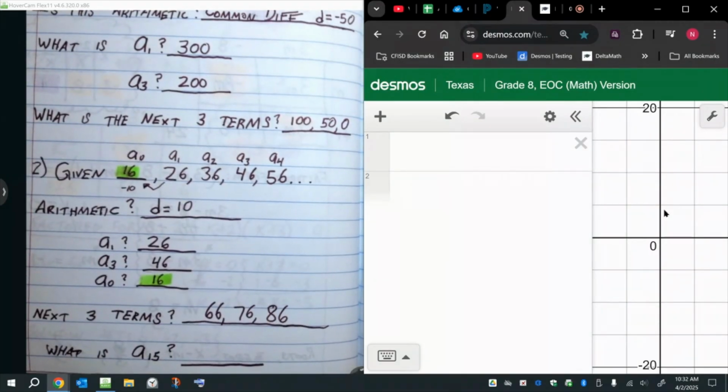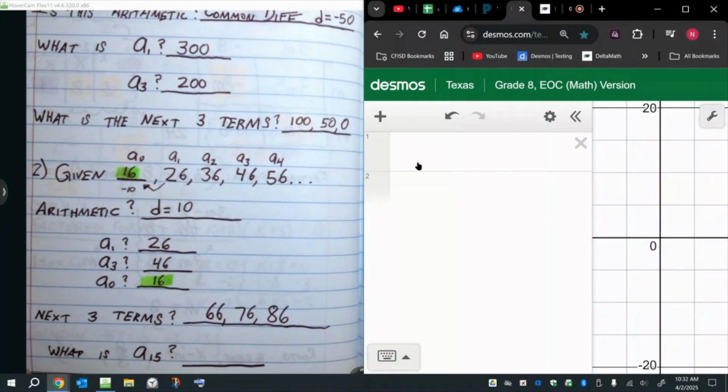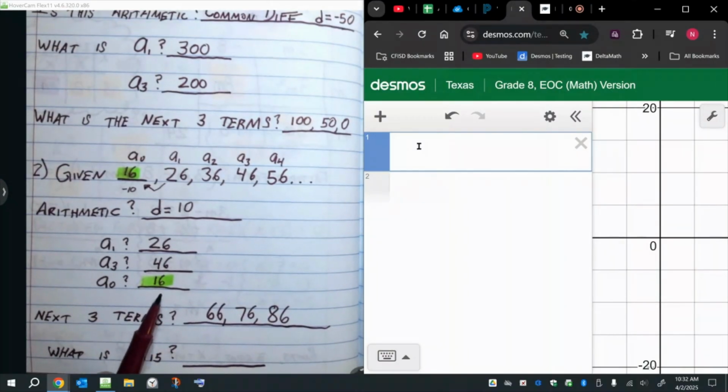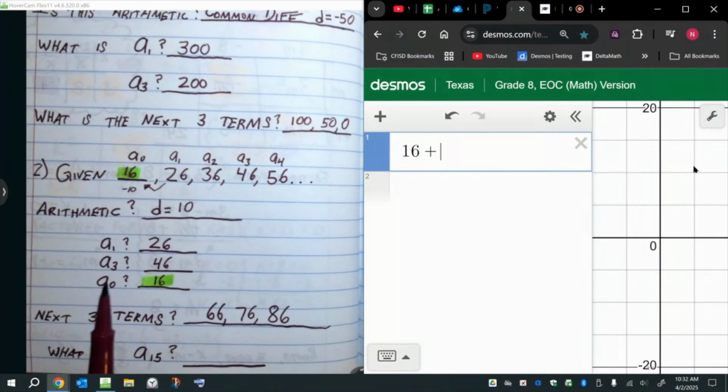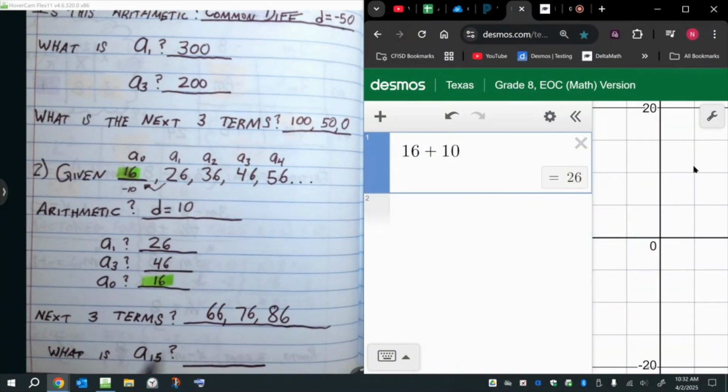Okay? Now, what if I want to know the 15th term? This is where it gets a little interesting. Well, let's think about this. What is a sub 0? A sub 0 is 16. Now, what is my common difference? My common difference is 10. I'm adding 10 each time.